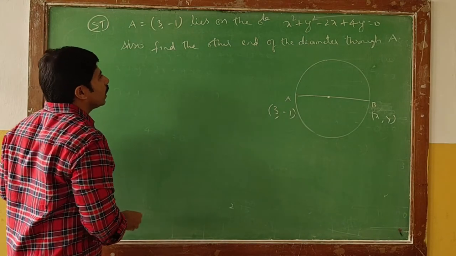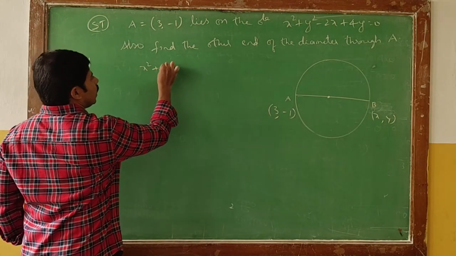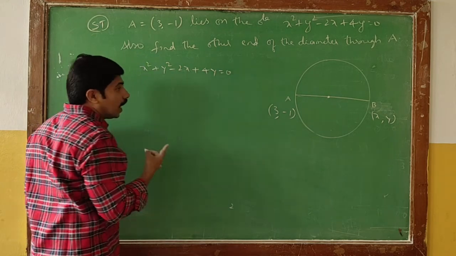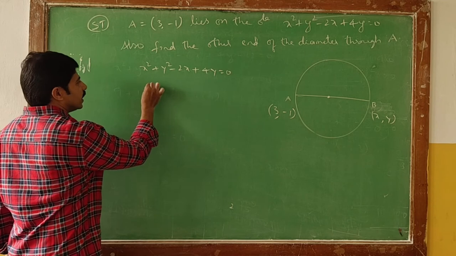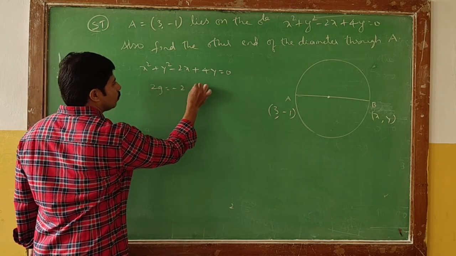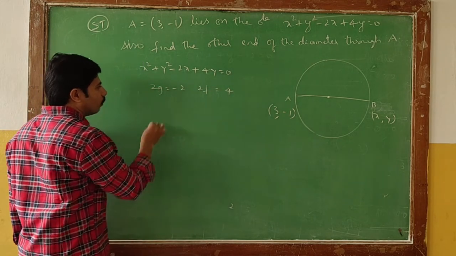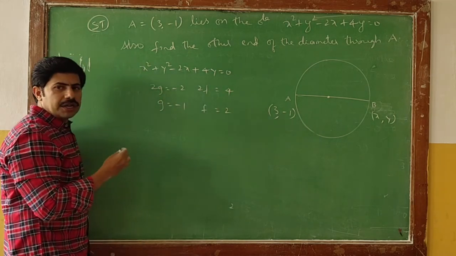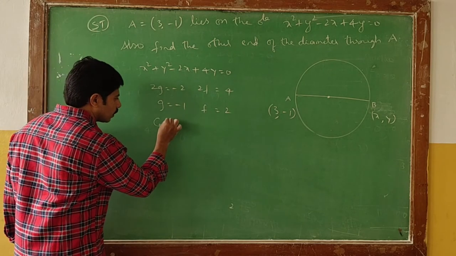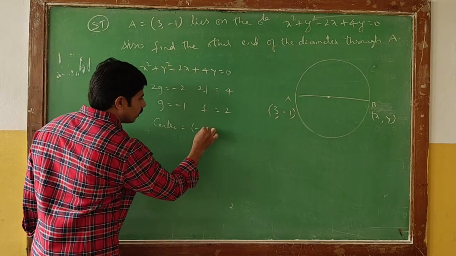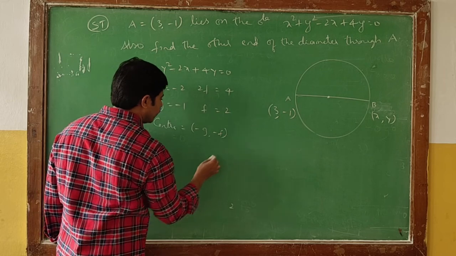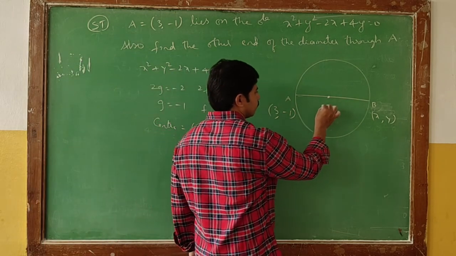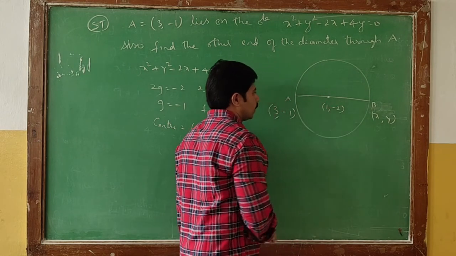To find that, what do I do? The circle is x square plus y square minus 2x plus 4y is equal to 0. I will find out the center. 2g is equal to minus 2, 2f is equal to 4. So the g value is minus 1, the f value is 2. Now, what is the center? The center is (minus g, minus f). It is clearly (1, -2). Now, I will substitute the center.